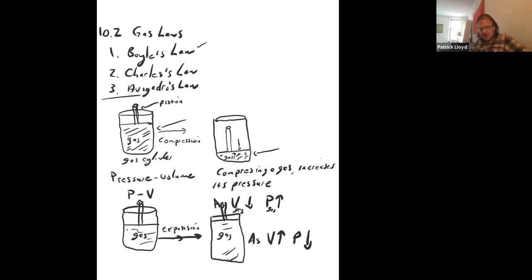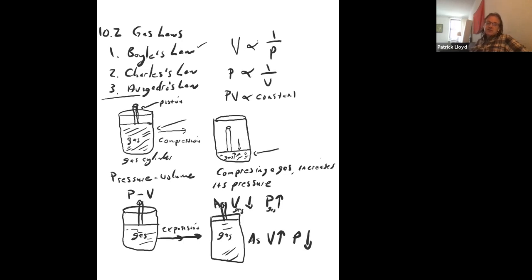So we can write this mathematically. There's different ways to do it. One way would be like this. Volume is proportional to 1 over P, right? As pressure goes up, volume will go down. Or you could write it as P is proportional to 1 over V. You could write it that way too. Another way to do it is PV is proportional to a constant.